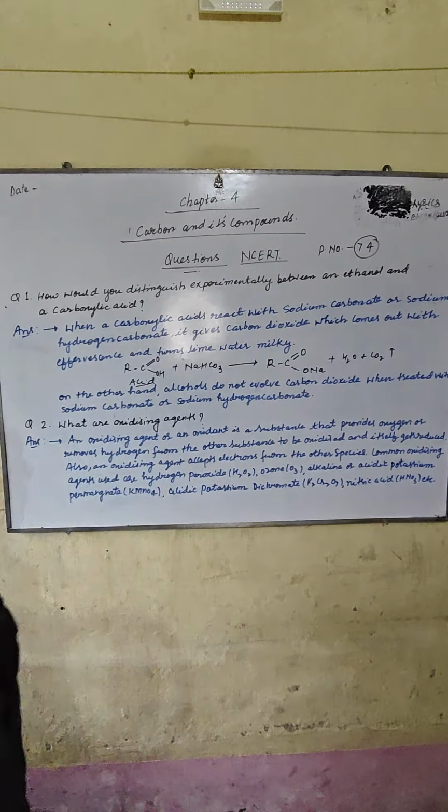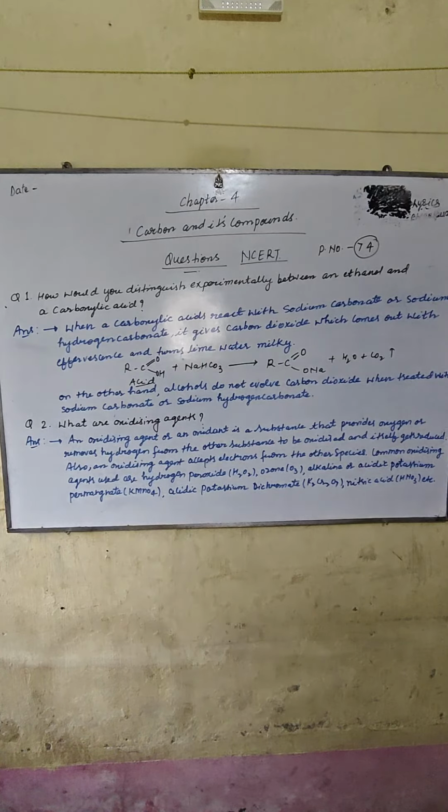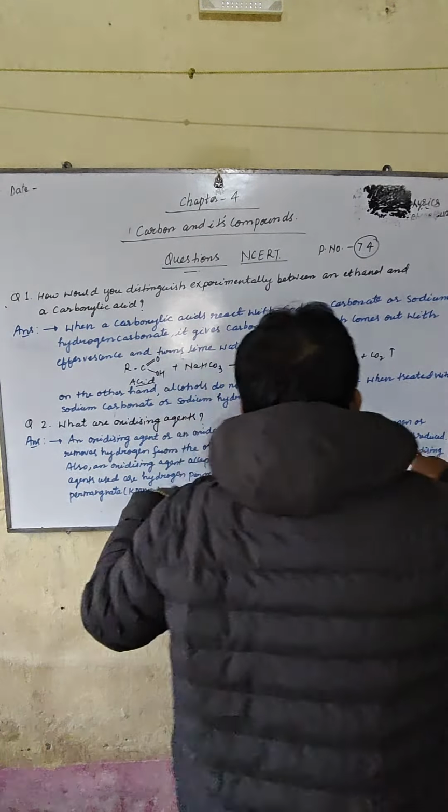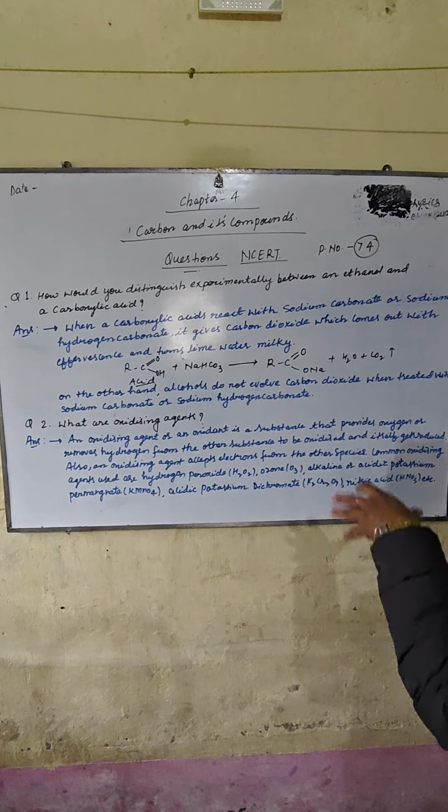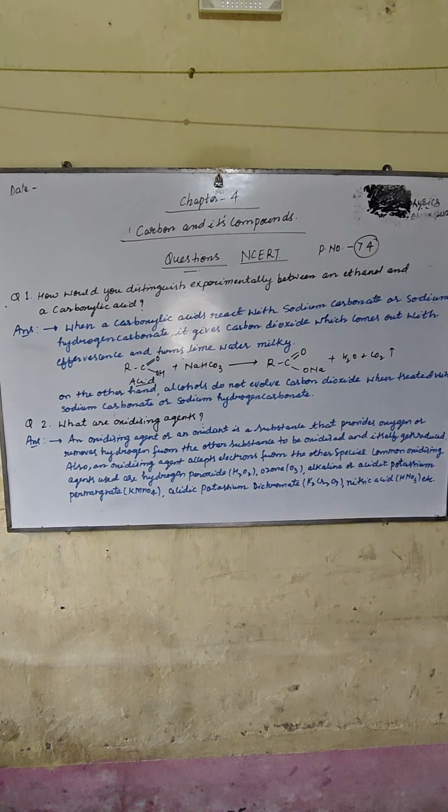So what are the oxidizing agents? Question number 2. An oxidizing agent or an oxidant is a substance that provides oxygen or removes hydrogen from another substance to be oxidized, and itself gets reduced. Also, an oxidizing agent accepts electrons from the other species. Common oxidizing agents used are hydrogen peroxide, ozone, alkaline or acidic potassium permanganate, acidic potassium dichromate, K2Cr2O7, H2O2, O3, chromic acid, nitric acid, etc.